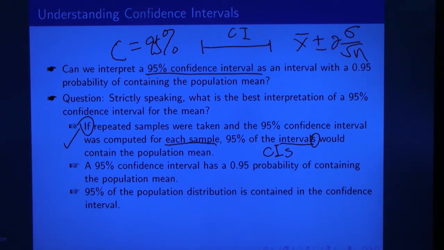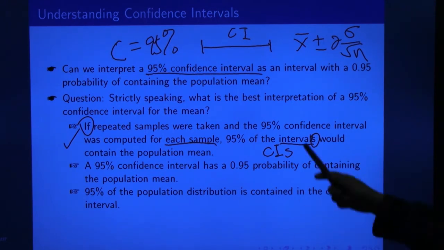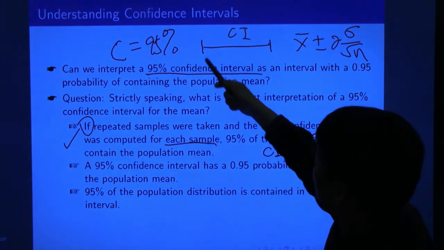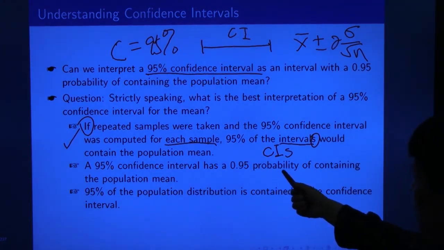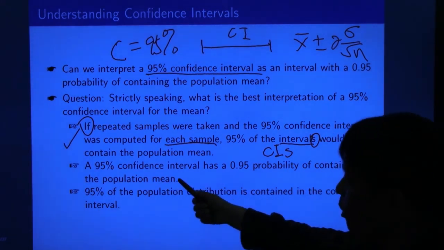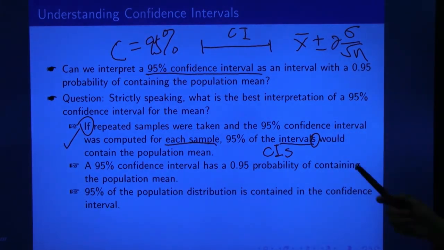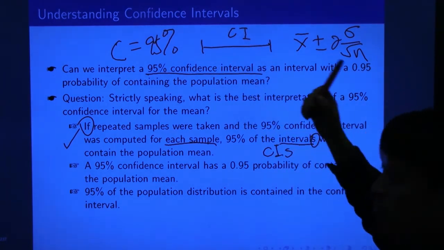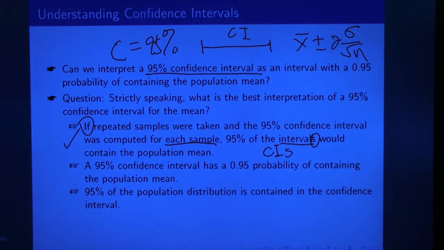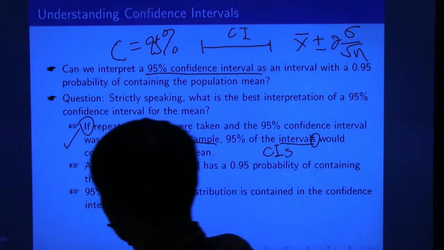So that is a correct understanding. Okay, now look at the second one. A 95% confidence interval, this one, we have only one confidence interval here, has a 95% probability of containing the population mean. So this one has a 95% probability of containing the real population mean. Is this good or not?